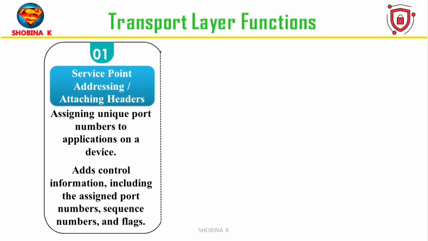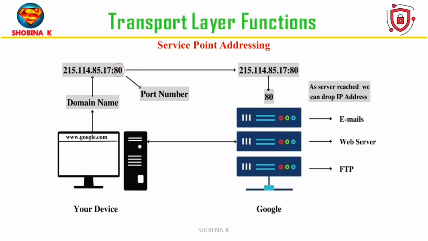Now let's understand the transport layer functions. First, service point addressing. Service point addressing means assigning unique port numbers to applications on a device. It ensures data is directed to the correct application on the device. The main purpose of service point addressing is to allow multiple applications to communicate over the same network connection without interference. Each application listens on a specific port number, which acts as an endpoint for communication. For example, when a web browser connects to a web server, it typically communicates over port 80 used by HTTP or port 443 used by HTTPS. The port number helps the operating system route incoming data to the correct application.